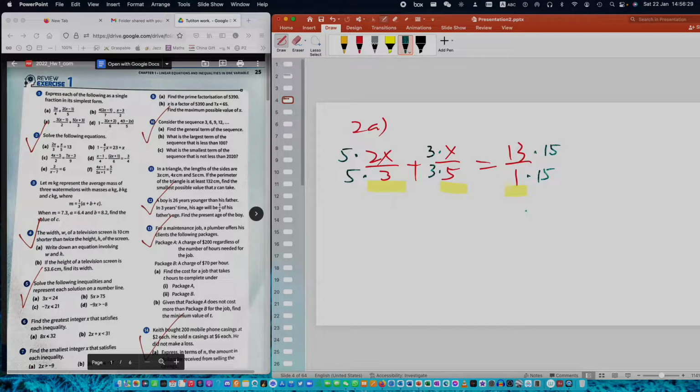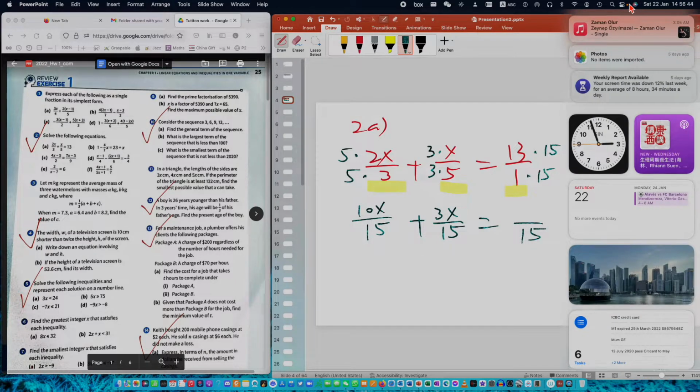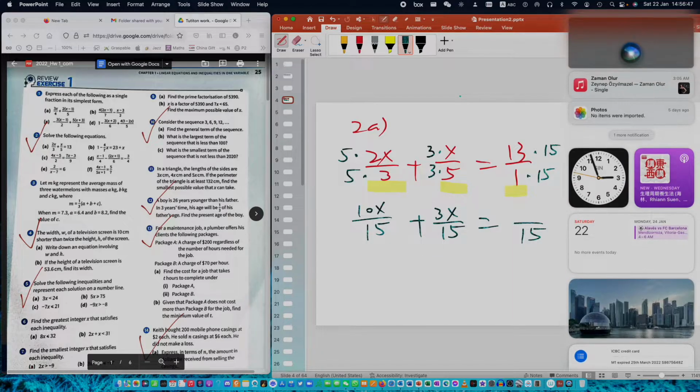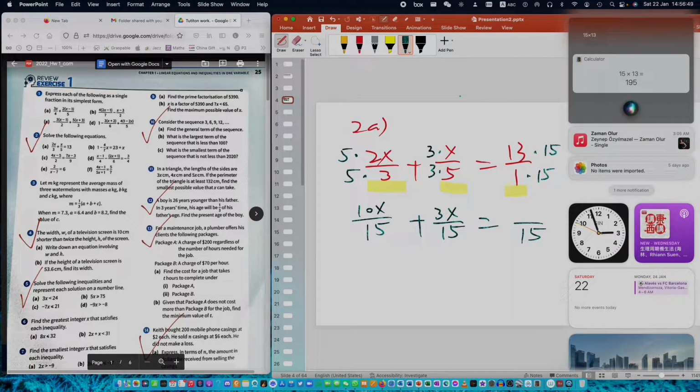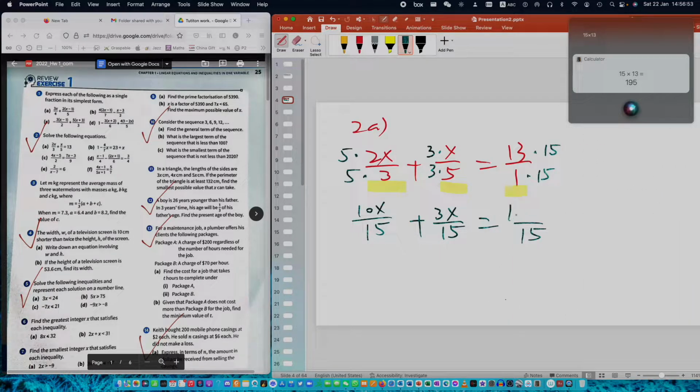So what do you end up with? The first term you end up with 10x over 15, then you have 3x over 15 equals to, can you tell me 13 times 15, what's the answer? 15 times 13, 195. Right? Yeah. So 195.